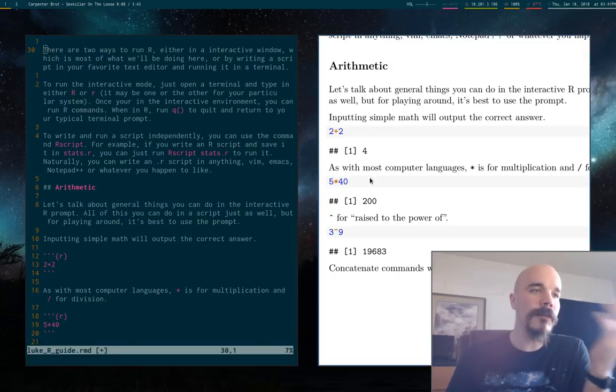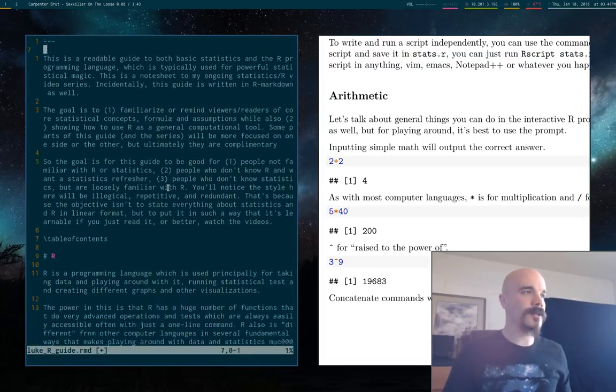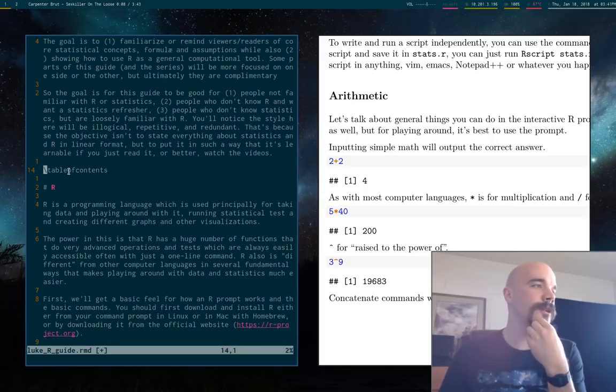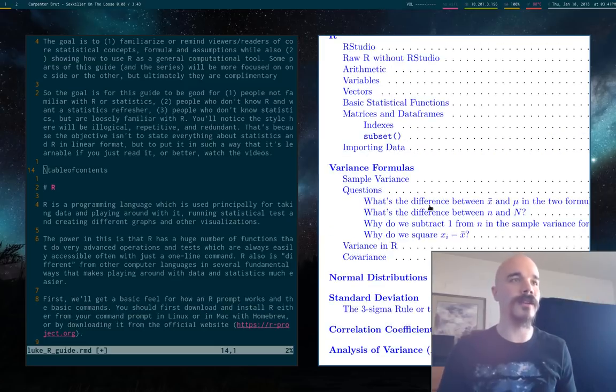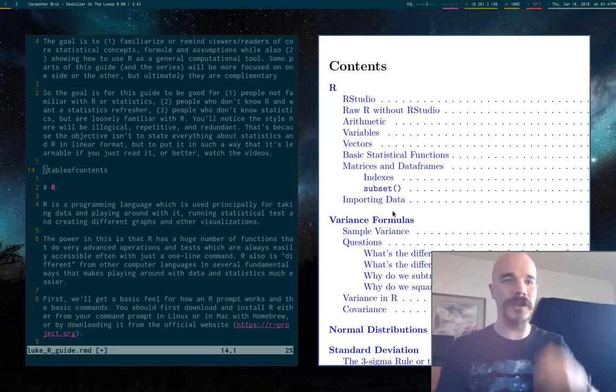So the thing about it is, you know, you can, of course, have arbitrary bits of LaTeX code. So here I have slash table of contents. You can, of course, have pretty much anything. And here's the table of contents that actually prints out.